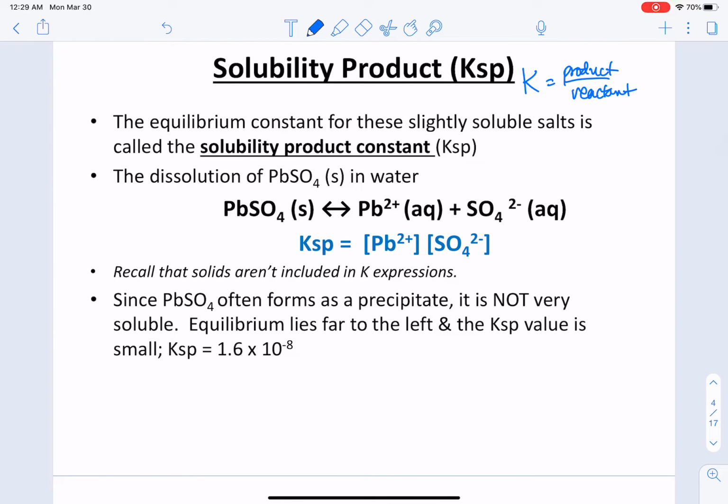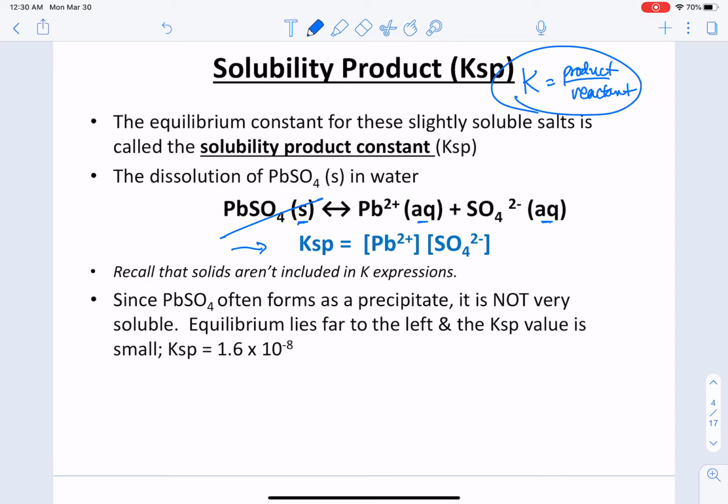The quantitative method that we use to look at solubility is through the use of a constant, KSP, the solubility product constant. I'm going to set up a K expression, and we've seen K expressions before, where we set up the products over reactants. Here our products are aqueous ion species. Our reactant is a solid. We don't include solids in those expressions, and so our KSP is shown here.